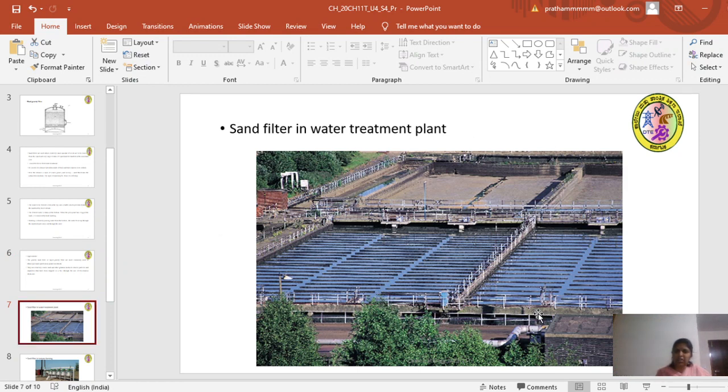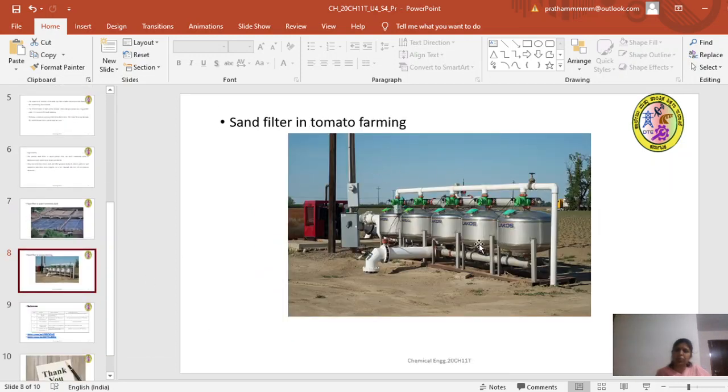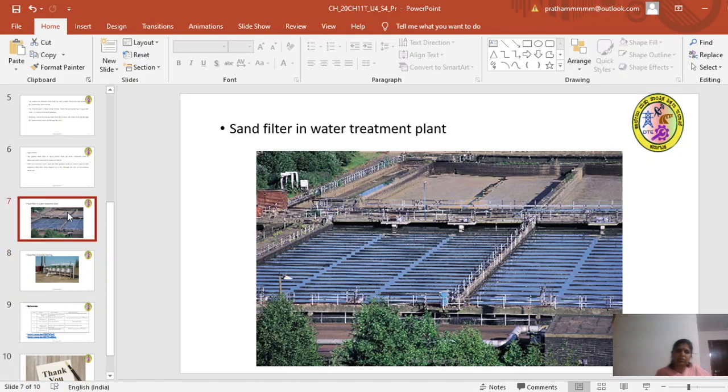Here is a visualization of the sand filters in a water treatment plant. Here you can see the sand filters. It is also being used in tomato farming, where we use sand filters. See, this is the visualization. By looking at this diagram you will have an idea of how a sand filter looks.